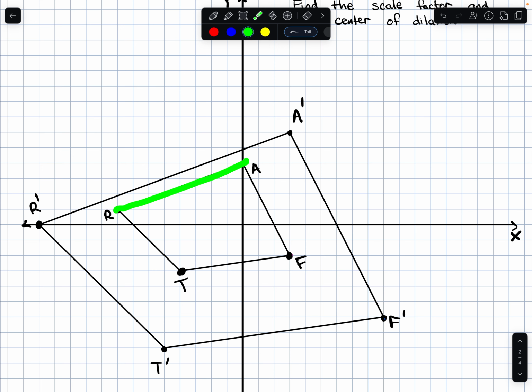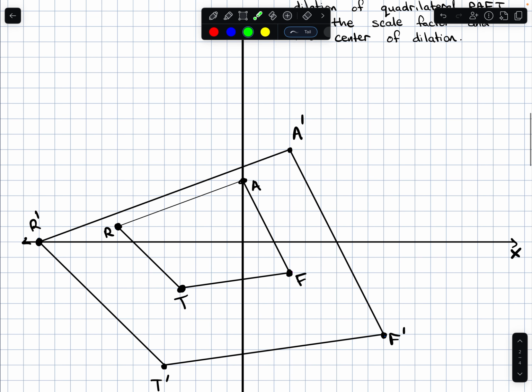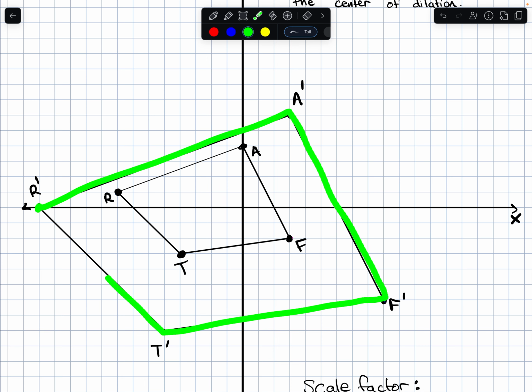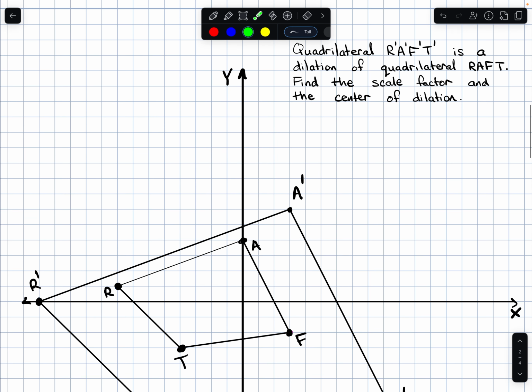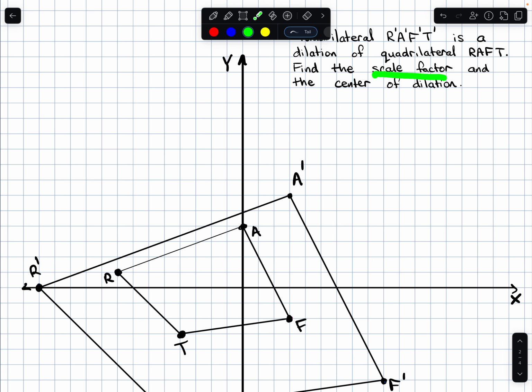Quadrilateral RAFT is the pre-image, and when we dilate it by, it's not a given scale factor. We have to find the scale factor, but when we dilate it, we get R prime, A prime, F prime, T prime. Now, it doesn't tell us that it's dilated about the origin. In fact, it's not. We have to find not only the scale factor, but also the center of dilation.